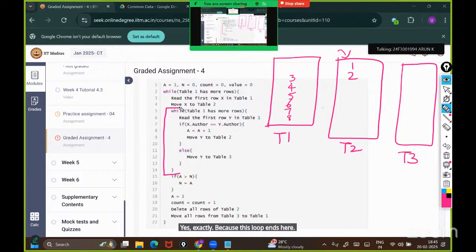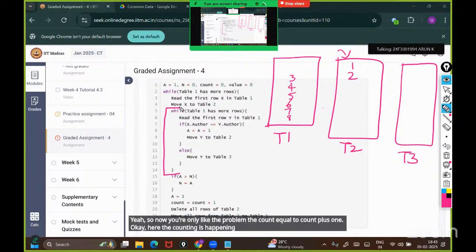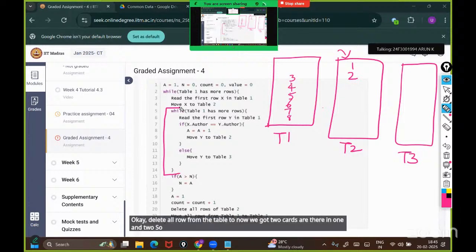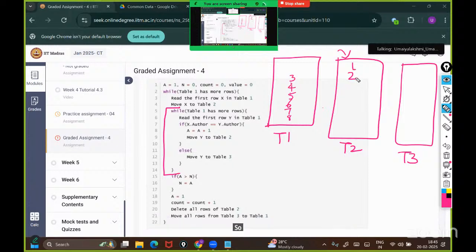So here is where I got the problem: count equals count plus 1. Here the counting is happening. What is the pair of authors? Delete all rows from table 2. Now we have 2 cards, 1 and 2, so both will be deleted from table 2, right? Let's say there is for card 1. So that is why you are telling pairs. Yes.